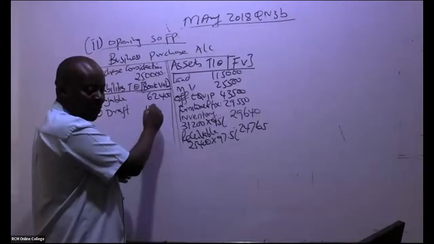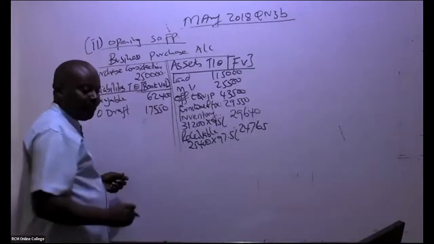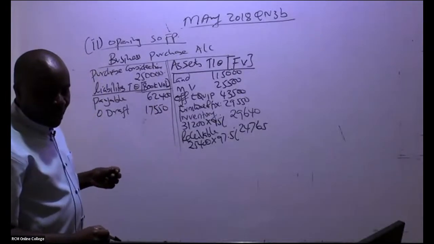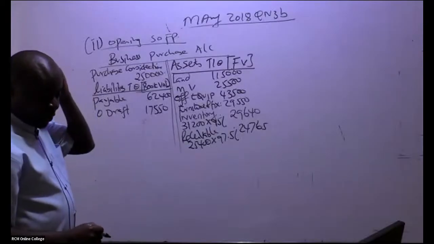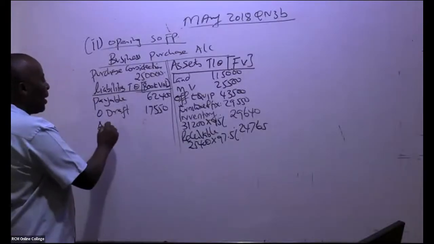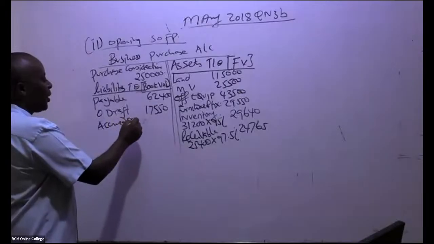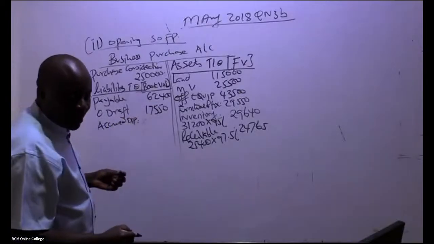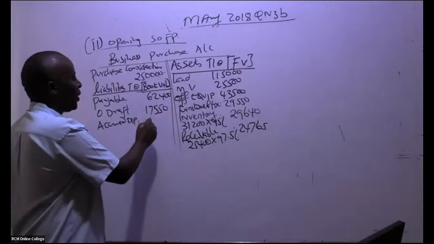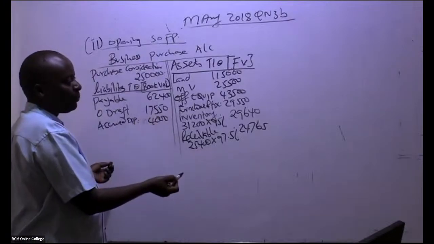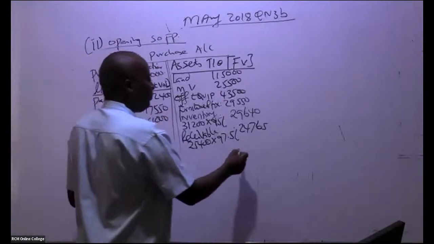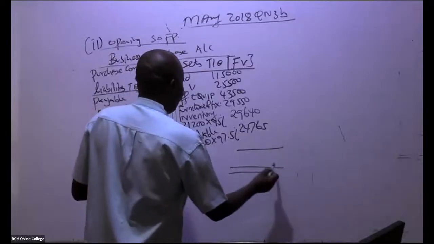Then we have accrued expenses. So accrued expenses, ladies and gentlemen, how much do we have there? 4,000. And there were only 3 if you remember. So come and balance your thing here. So balance this.